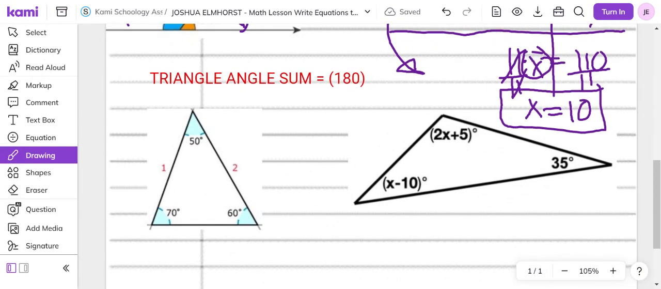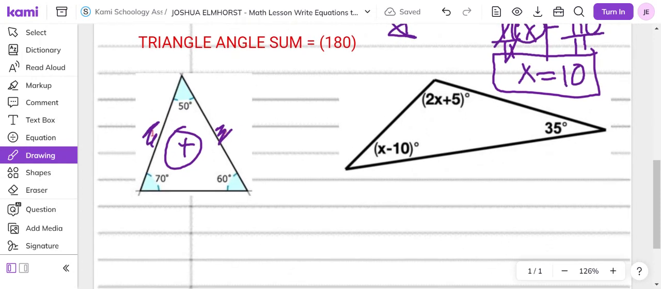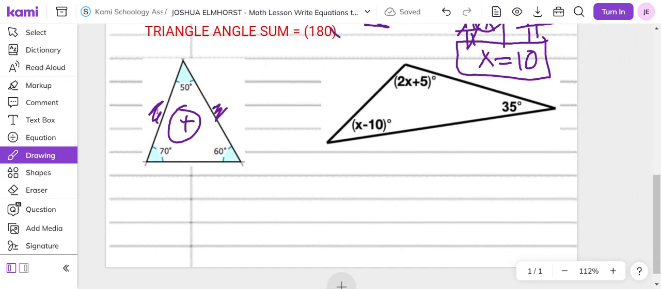And the last one is the triangle angle sum theorem. So if we add all of these angles, 50 plus 70 plus 60, you add them all up, they equal 180 degrees. So we're going to use that idea, 180 degrees, to help us solve. So circle the variable terms, the sign to the left.